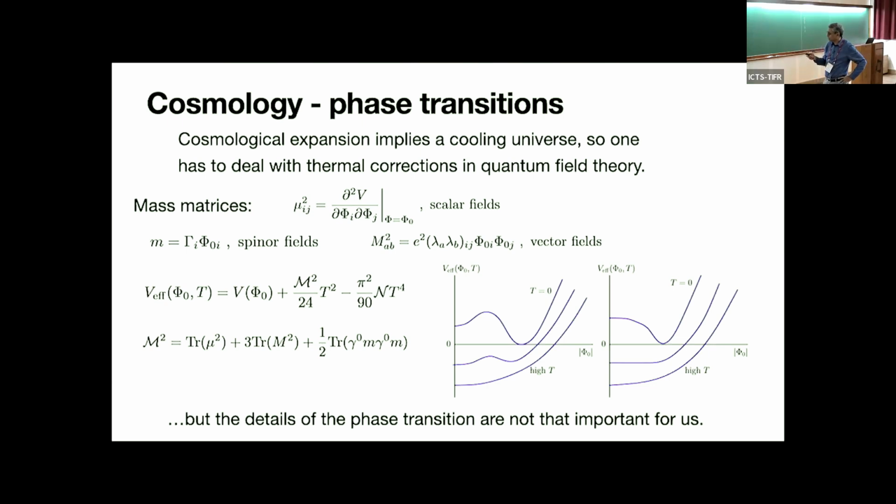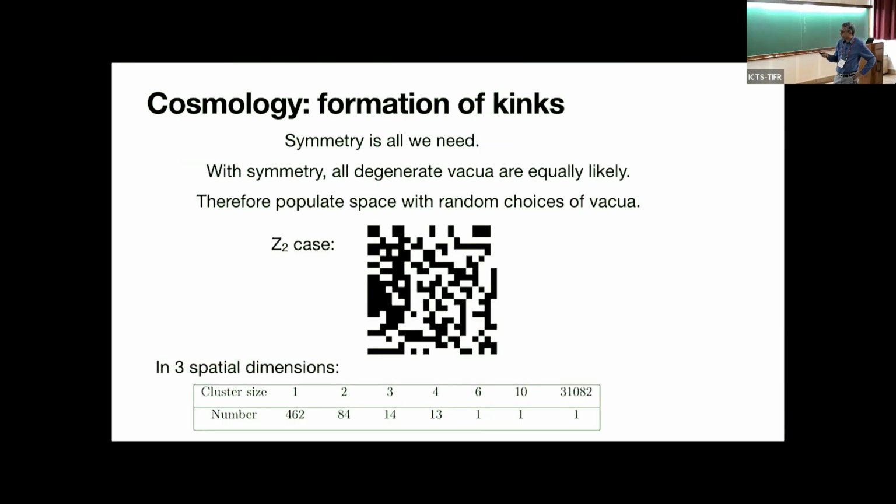All right. So now let's come to cosmology. And maybe I skip this because it's not very important for us. It is important, I know, for some of the talks over here, that you would have phase transitions in the early universe. It could be a first order phase transition or a second order phase transition. But anyway, the details are not that important for us. Basically, all that we need is symmetry. With symmetry, all the degenerate vacua are equally likely. So all that you have to do is to populate space with random choices of the vacuum.